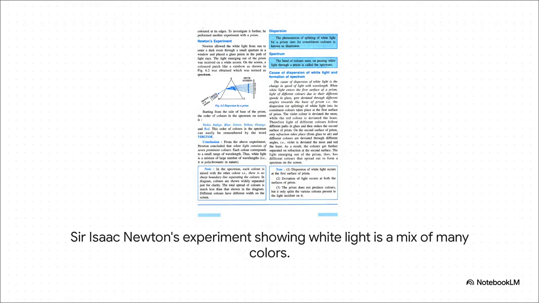So, this whole story really kicks off back in the 17th century with the one and only Sir Isaac Newton. Picture this. He's in a dark room, he lets in just a tiny beam of sunlight, and he passes it through a little glass prism. And what he saw on the other side? Wow. It changed science forever. He saw a beautiful, brilliant band of colors, just like a rainbow.